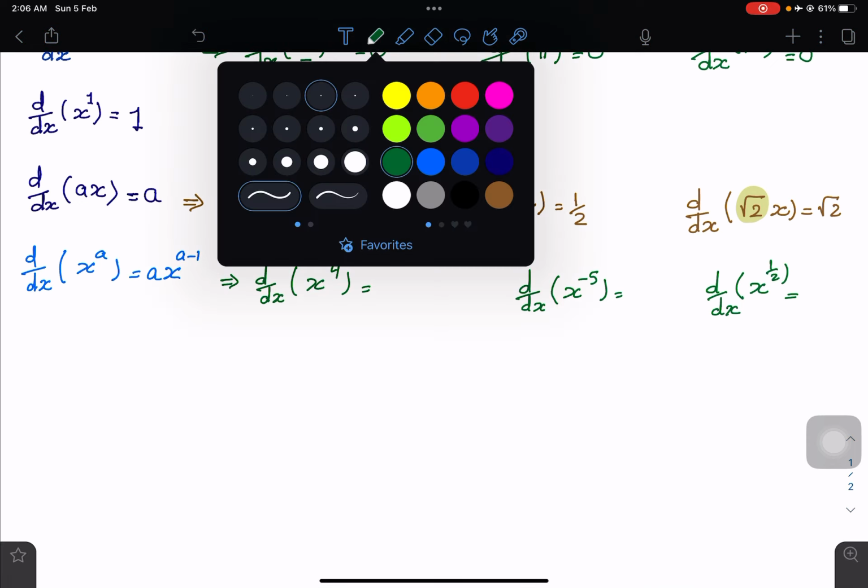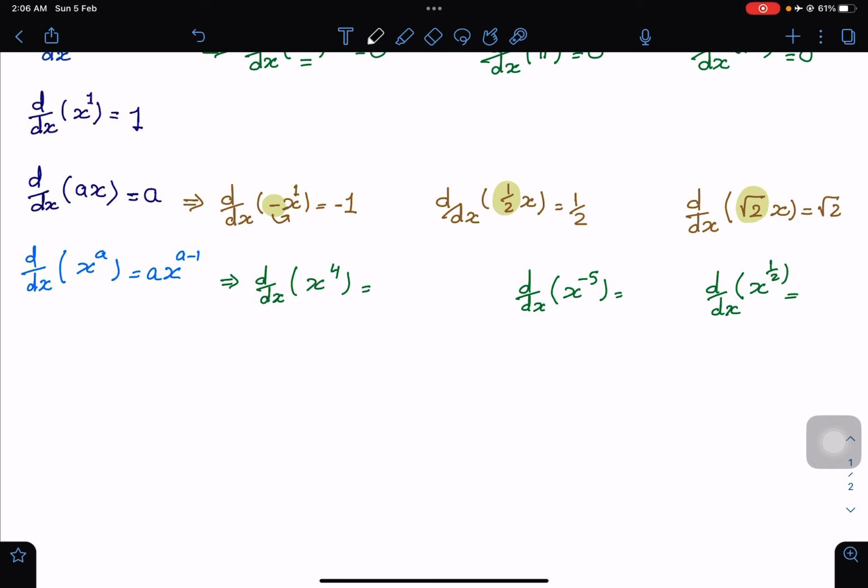What will we do? First, the rule said if you have a power with x, drop the power, then make it power minus 1. So drop the power 4, and 4 minus 1 is 3. Here, drop the power -5, x power, now make it power minus 1, so -5 minus 1 becomes -6. And here, drop the power, which is half, x power, half minus 1 is -half.